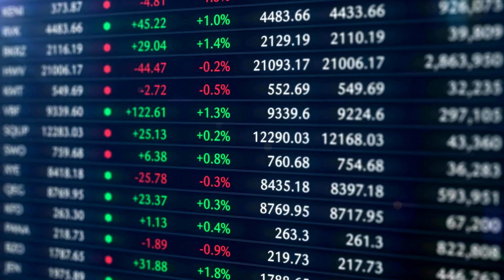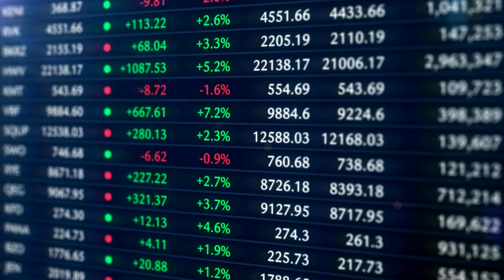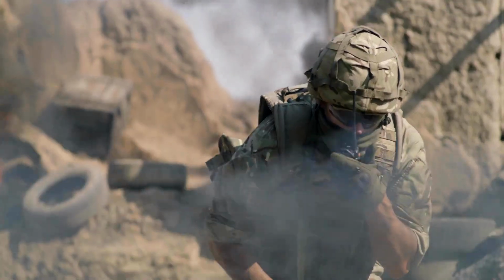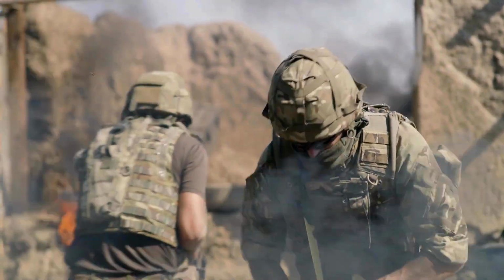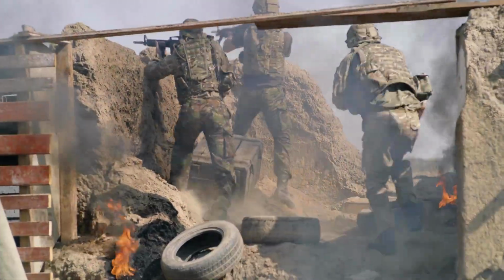One of the biggest challenges was the struggle to maintain stability in the aftermath of the uprisings. In some countries, power vacuums emerged, leading to political instability and the rise of extremist groups. Syria, for instance, plunged into a brutal civil war that persists to this day, causing immense suffering and displacement.